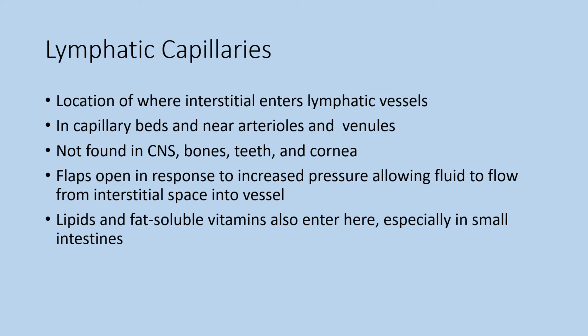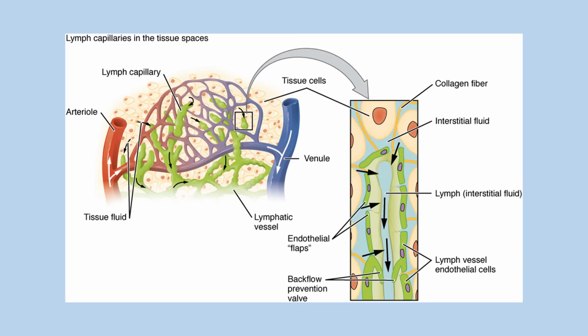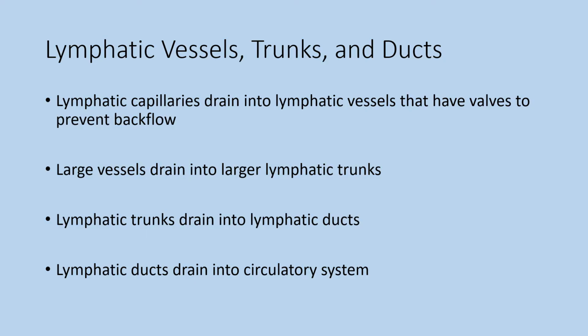In the small intestines, one thing we see is this is also where lipids and your fat-soluble vitamins can enter. So in this diagram, the green is showing the lymphatic capillaries that are intertwined in the capillary bed so they can absorb that excess fluid. And this diagram does show right here a valve that prevents backflow of the lymph, similar to what we see in veins. So the lymphatic capillaries are going to drain into the lymphatic vessels that are going to be a little bit larger.